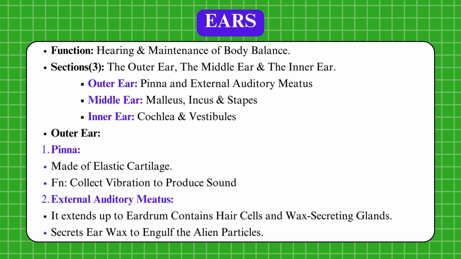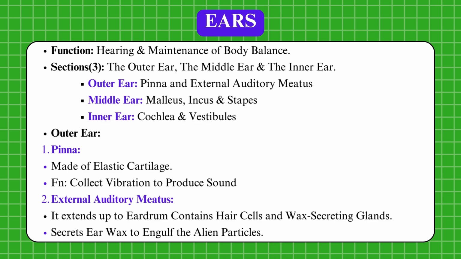Let's move on to ears. The main functions of the ears are hearing and maintenance of body balance. There are 3 sections of ears. They are the outer ear, the middle ear and the inner ear. Outer ear: pinna and external auditory meatus. Middle ear: malleus, incus and stapes. Inner ear: cochlea and vestibules.